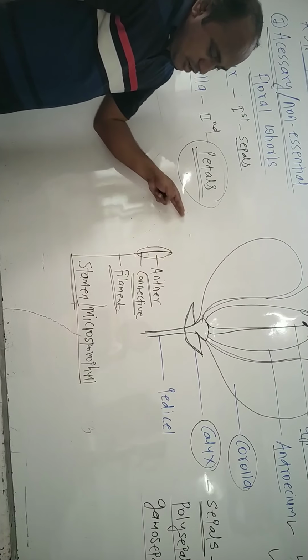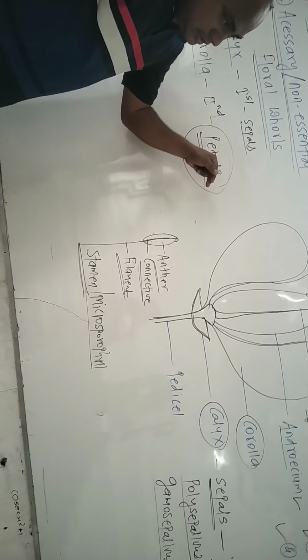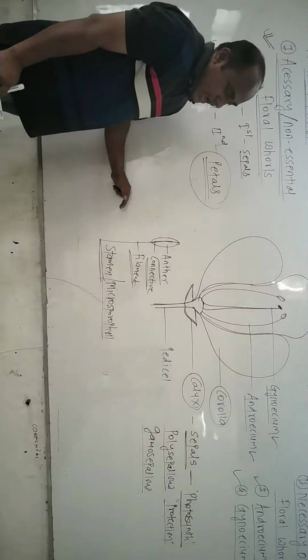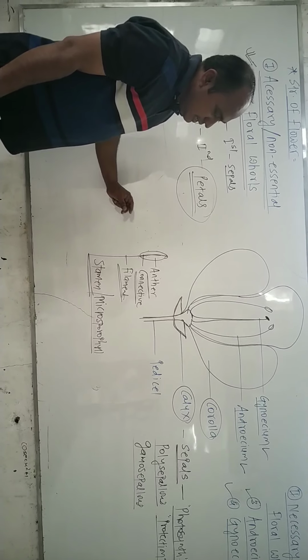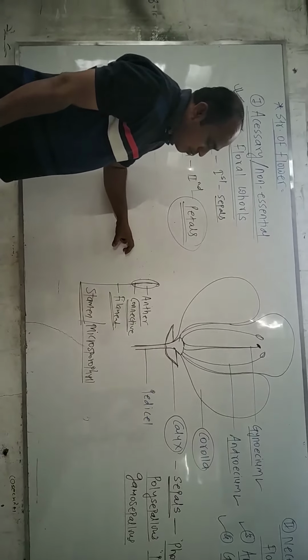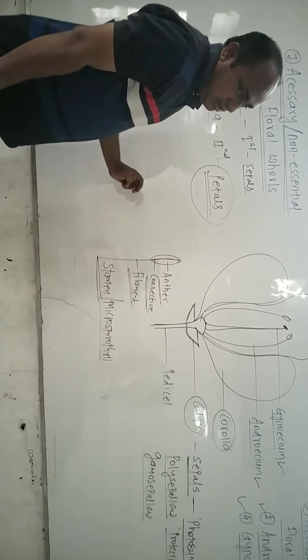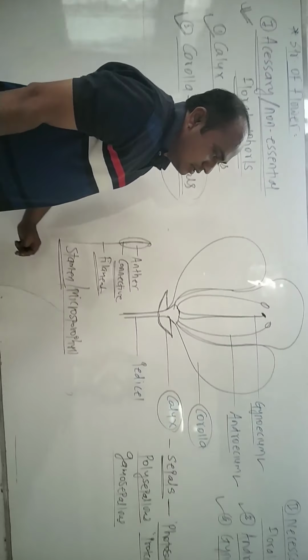So these are the three parts in the typical stamen, that is anther, connective and filament. It is called the male sex organ of the flower. It is the third floral whorl of the flower and helps in the formation of male gametes. In this way, the male gametes are formed from this stamen, which is called the male sex organ.